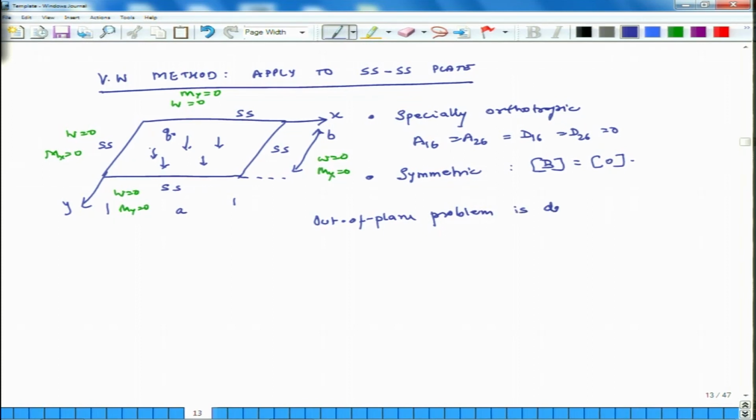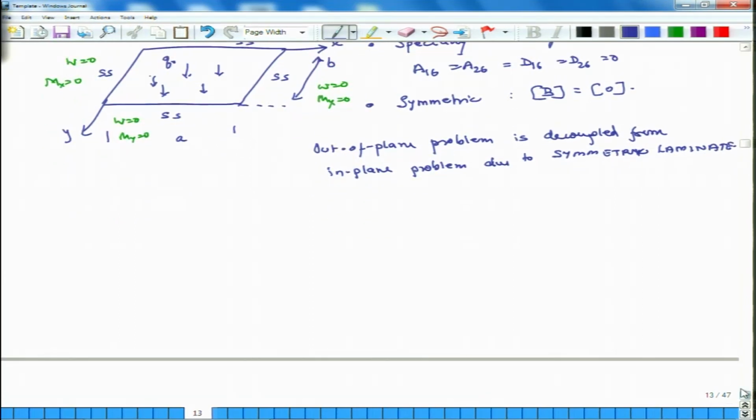is decoupled because of symmetry from in plane due to symmetric laminate. Okay. So, because the laminate is symmetric, so we will only discuss the out of plane problem because we want to know what is the value of W at different points. Okay.